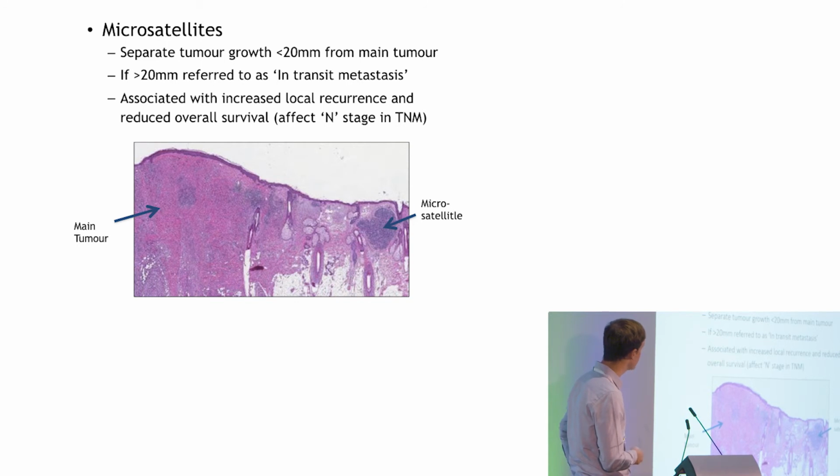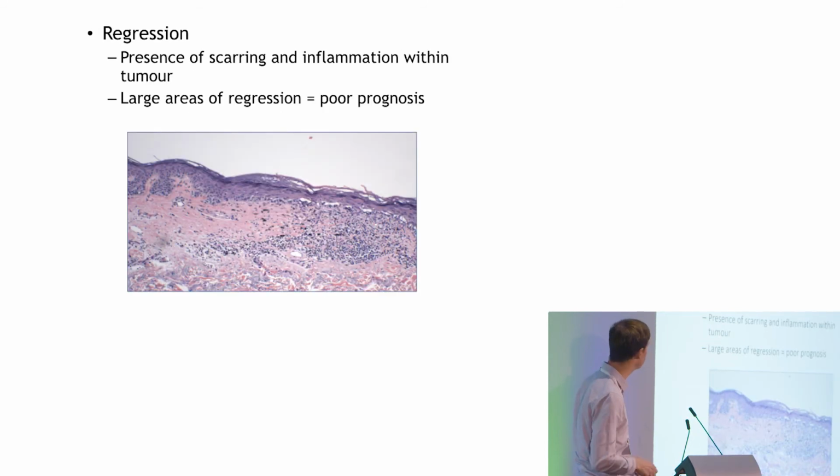The next prognostic factor we have to mention is whether or not we have microsatellites present. These are additional tumour deposits separated by normal skin from the main tumour. We can see the main tumour here, some normal skin, and then a microsatellite deposit. These can influence the end stage of the TNM staging if they are present.